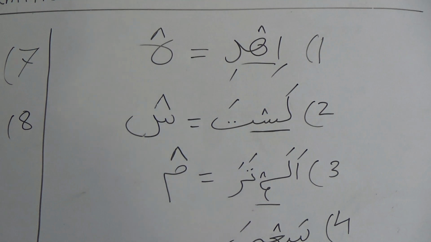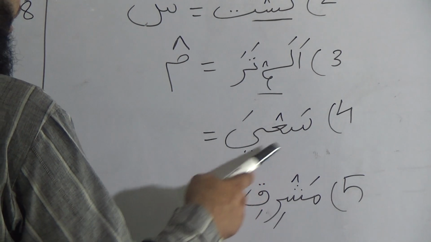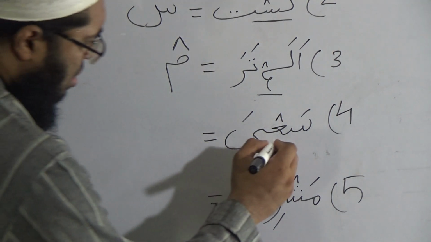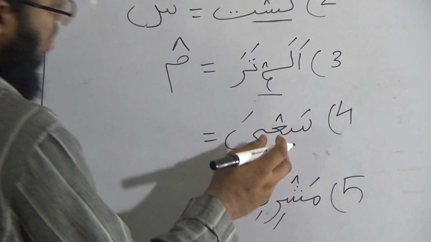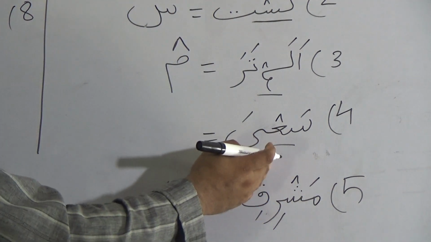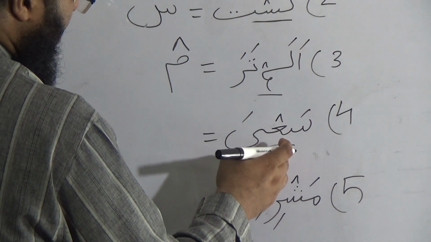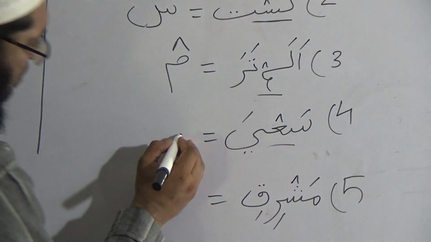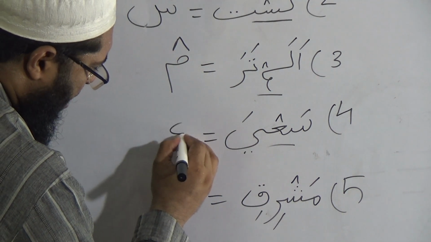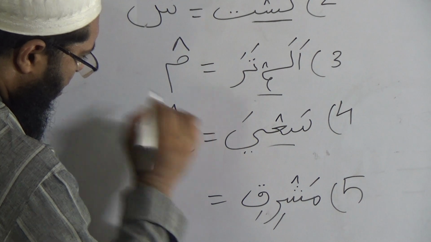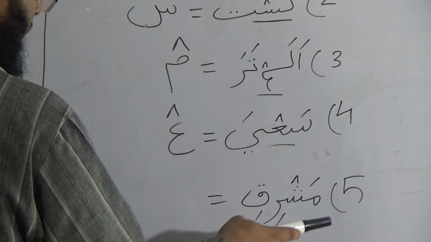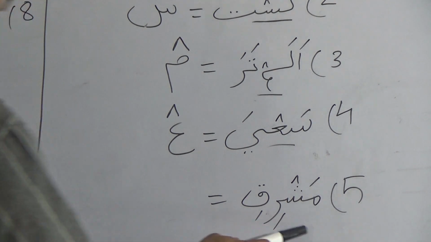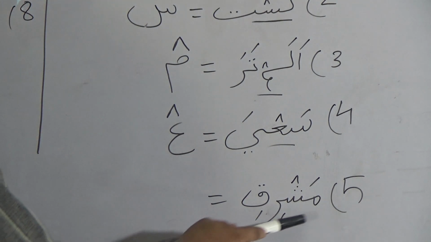Now number 4, my dear students, our Arabic word is Sa'ya. You see here Ain has taken Jajam. I first identify the Jajam-taken Horof first. Then I am writing Ain and Jajam. Now our number 5 Arabic word is Mashriqi.